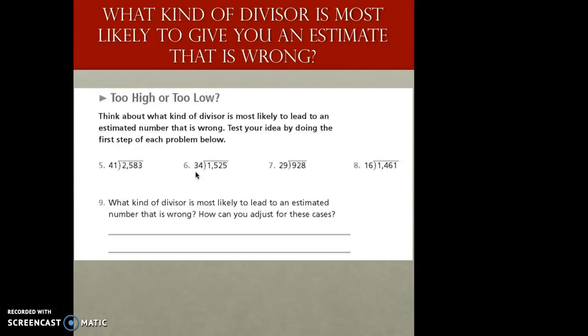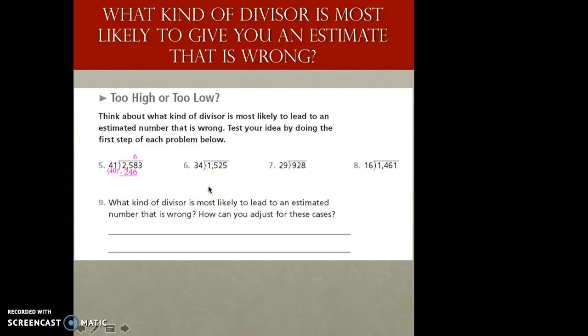All right, so what kind of divisor is most likely to give you an estimate that's wrong? We're going to look at a few problems here and see if we can answer that question. So let's look at the first one. 41. How many 41s would be in 258? So I'm thinking, that rounds down to 40. And I know that 6 times 40 is 240. So when I do 6 times 41, I get 246. Now when I subtract, I'm going to get 12, and I'm going to be okay there because 12 is less than 41.